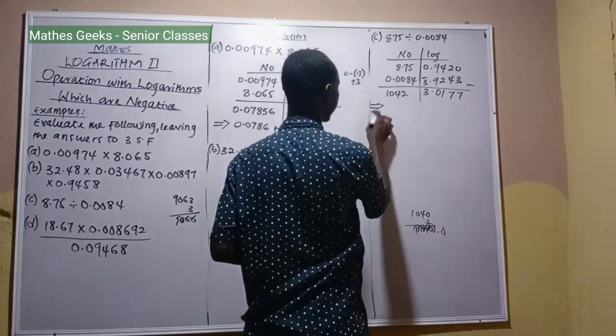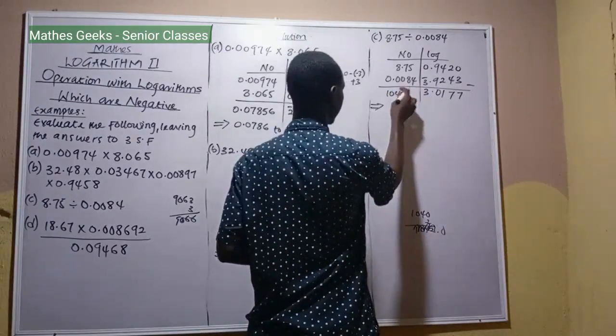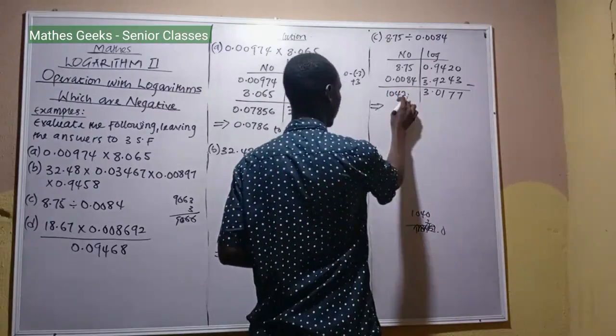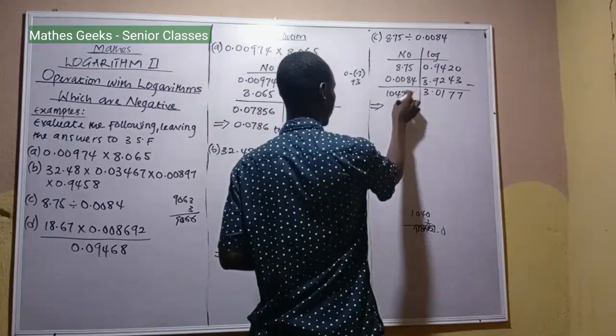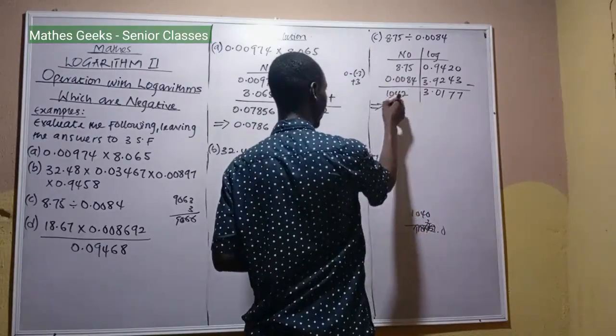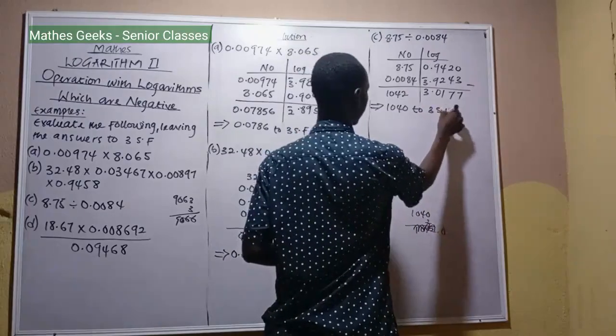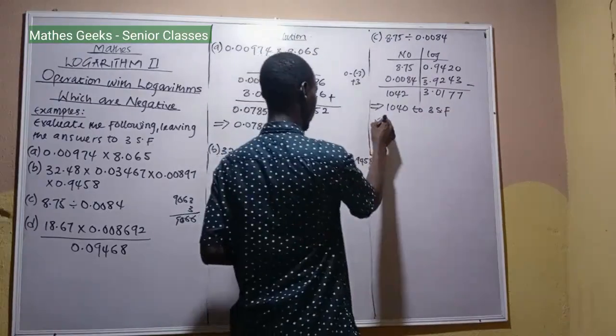So to 3 significant figures, this 1, 0, 4 is our third significant figure. The next one is not up to 5, so we'll round it down. Since it's not up to 5, we make it 1040, which is 3 significant figures.